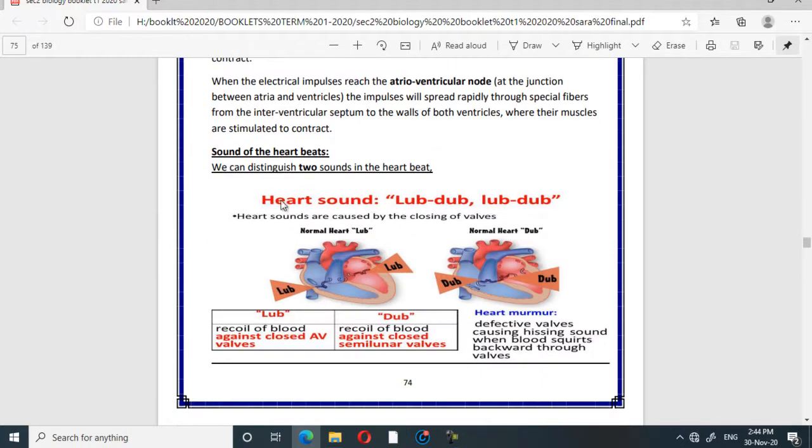The origin of the heartbeat sounds. We have two sounds in the heart, dub and lub. What is the difference between dub and lub? Dub is due to the closure of the valves between the arteries and the ventricles during ventricle relaxation, and it's a short sound, while lub is a long, low pitched sound, due to the closure of the valves between the atrium and the ventricle.